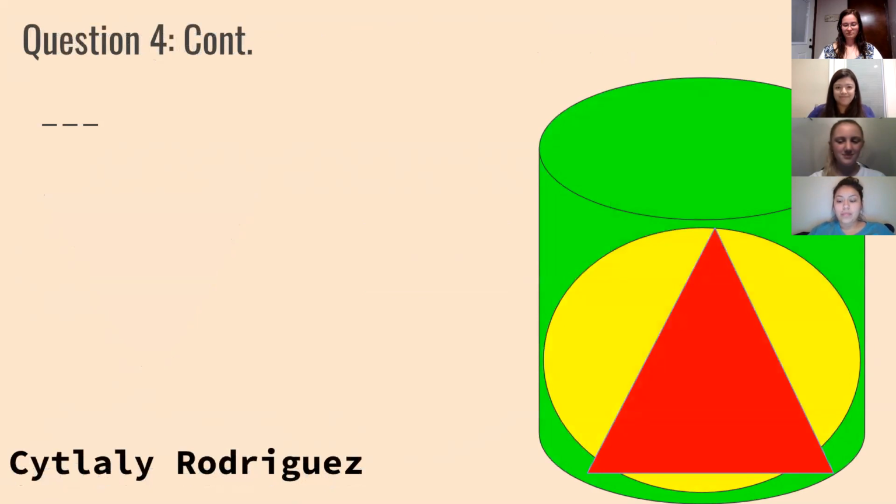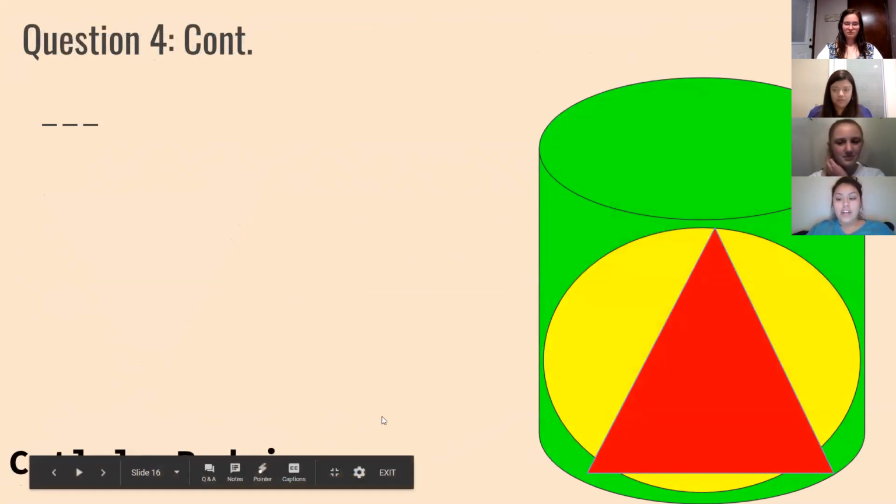It takes 1 cone to fill up the red part, and it takes 2 cones to fill up the sphere, and it takes 3 cones to fill up the cylinder, giving us a 1:2:3 ratio. So we were asked in the previous slide, how many cones does it take to fill up the cylinder? Therefore, the answer is 3.